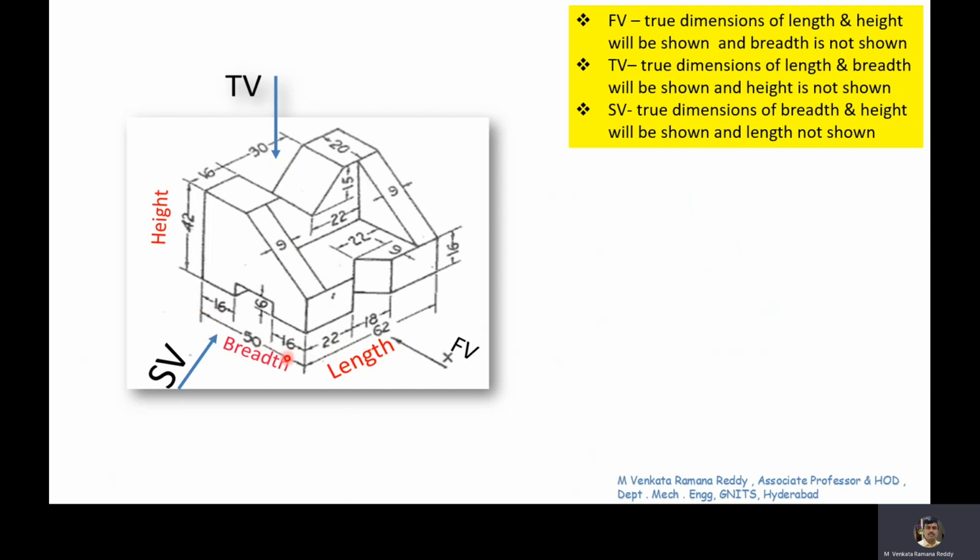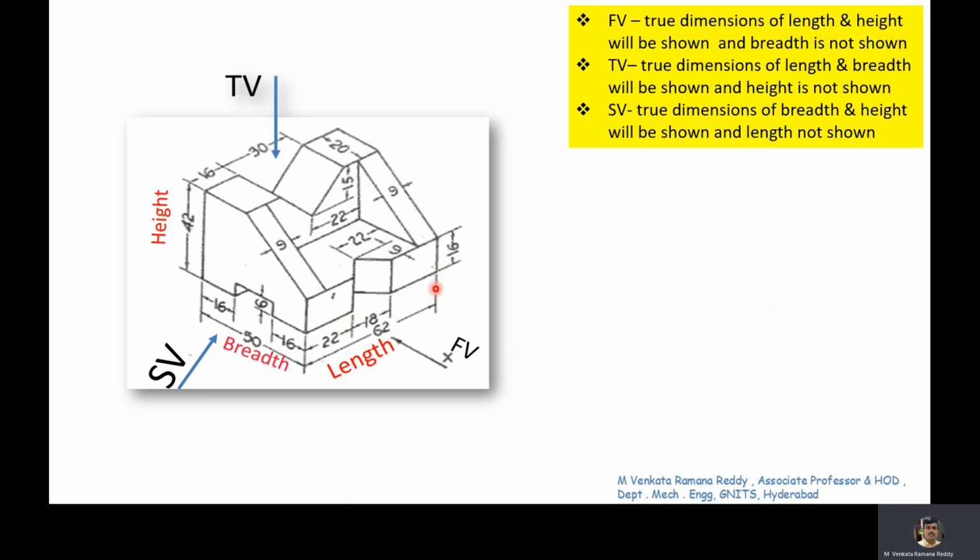Whereas the breadth dimension will not be shown in the front view. And in the case of top view, we are able to see the true dimensions of length as well as breadth, whereas the height dimension will not be shown in the top view. And in the case of side view, we are able to see the true dimensions of breadth as well as height, whereas the length dimension will not be shown in the side view.